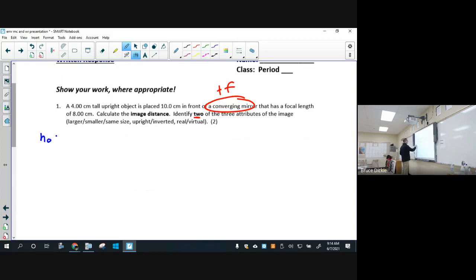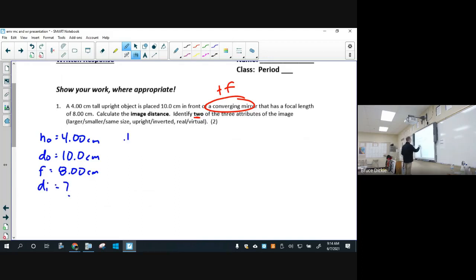The object height is 4.00 centimeters. It's upright, so it's positive. The object distance is 10 centimeters. It's always positive for us. The focal length is positive 8.00 centimeters, and it's positive because we said it's a converging mirror. We're going to solve for DI here.